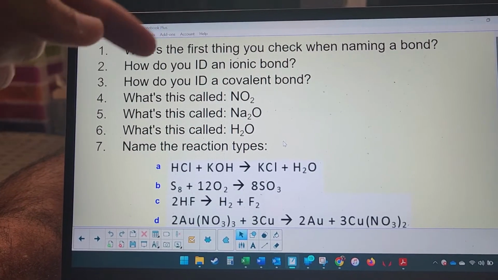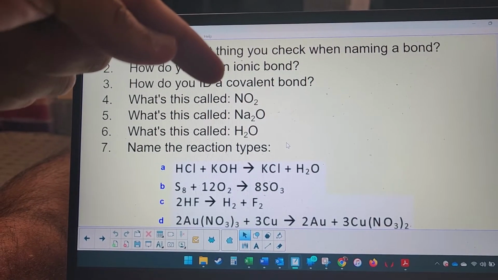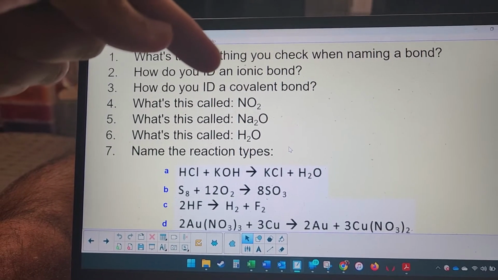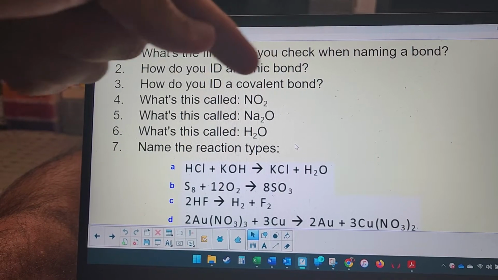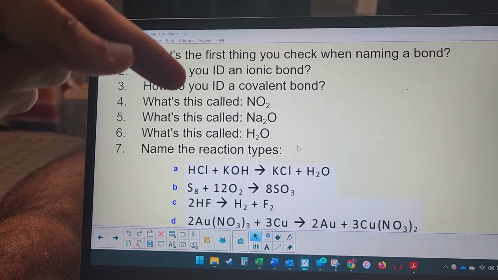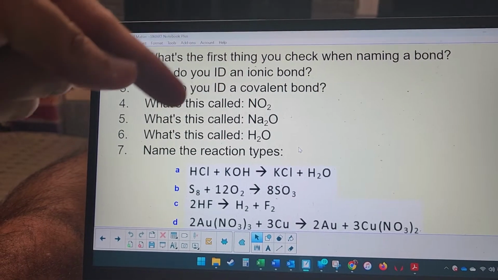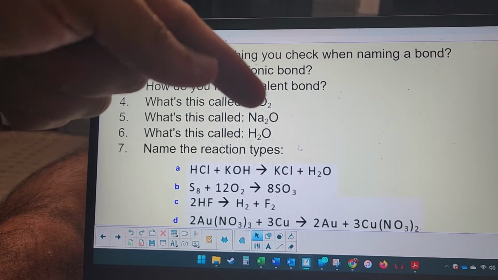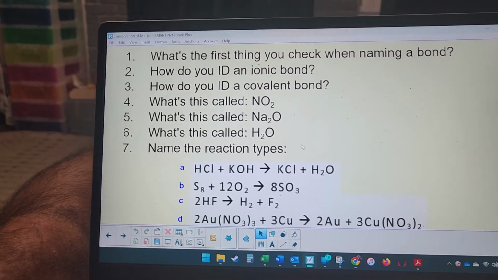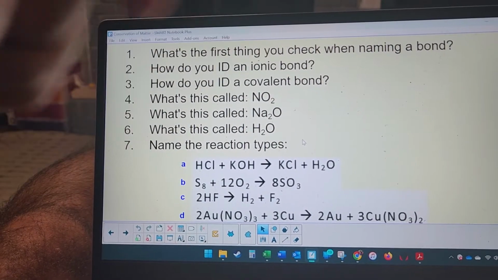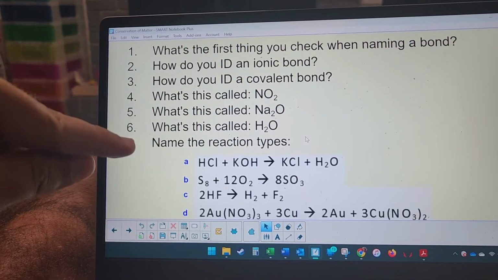What is this called? Well, NO2, that is nitrogen dioxide. I see I have a nonmetal and a nonmetal. Two nonmetals sharing electrons, bond gets called covalent. Okay? So I would use nitrogen dioxide. Number 5, what is this called? Well, it's a metal, that's a nonmetal, so I would call this sodium oxide. Because again, it's an ionic bond, therefore I do not use prefixes. Number 6, what is this called?